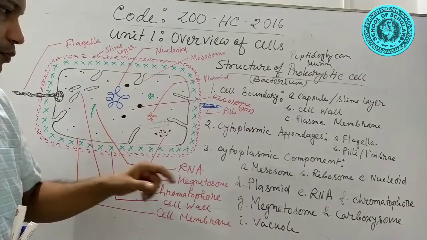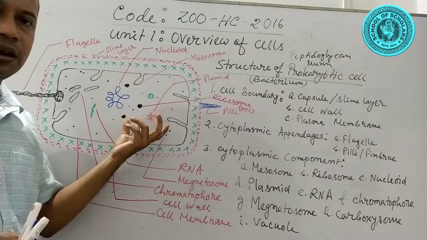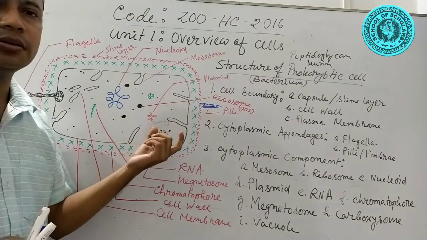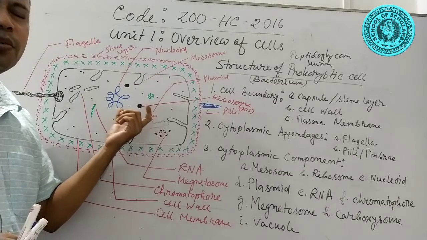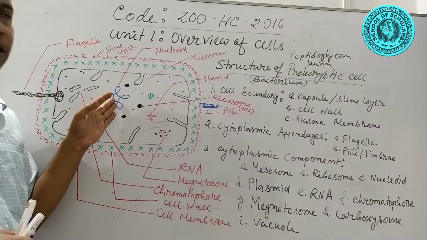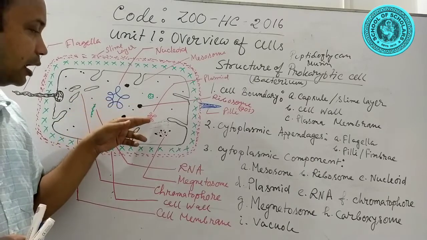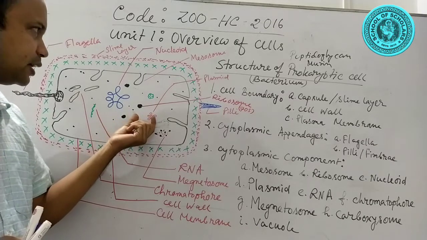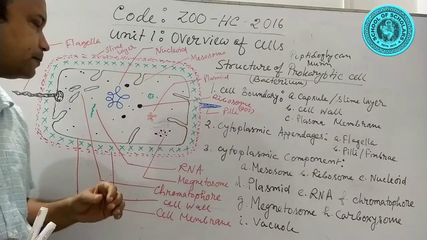Next one is plasmids. This is the structure of a plasmid. A plasmid is also a circular DNA like this DNA, but its size is very, very small. Therefore, this is called extrachromosomal DNA, that means DNA other than the chromosomal DNA. This is the chromosomal DNA, that means the nucleoid is the chromosomal DNA, the bacterial chromosome. This is smaller in size, and this structure is called a plasmid. There are different types of plasmid.